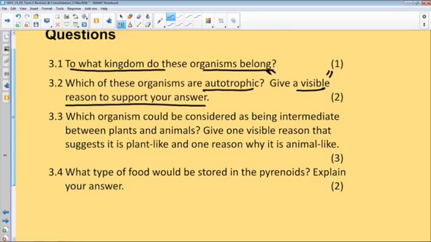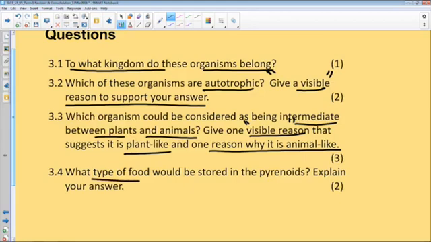3.3. Which organism could be considered as being intermediate between plants and animals? Give one visible reason, again, focus on the word visible, that might suggest that it is plant-like, and one reason why it is animal-like. So two parts to the question where we've got to give reasons as to why it's plant-like and animal-like, with both evidence from the diagram. 3.4. What type of food would be stored in the pyrenoids? Explain your answer.